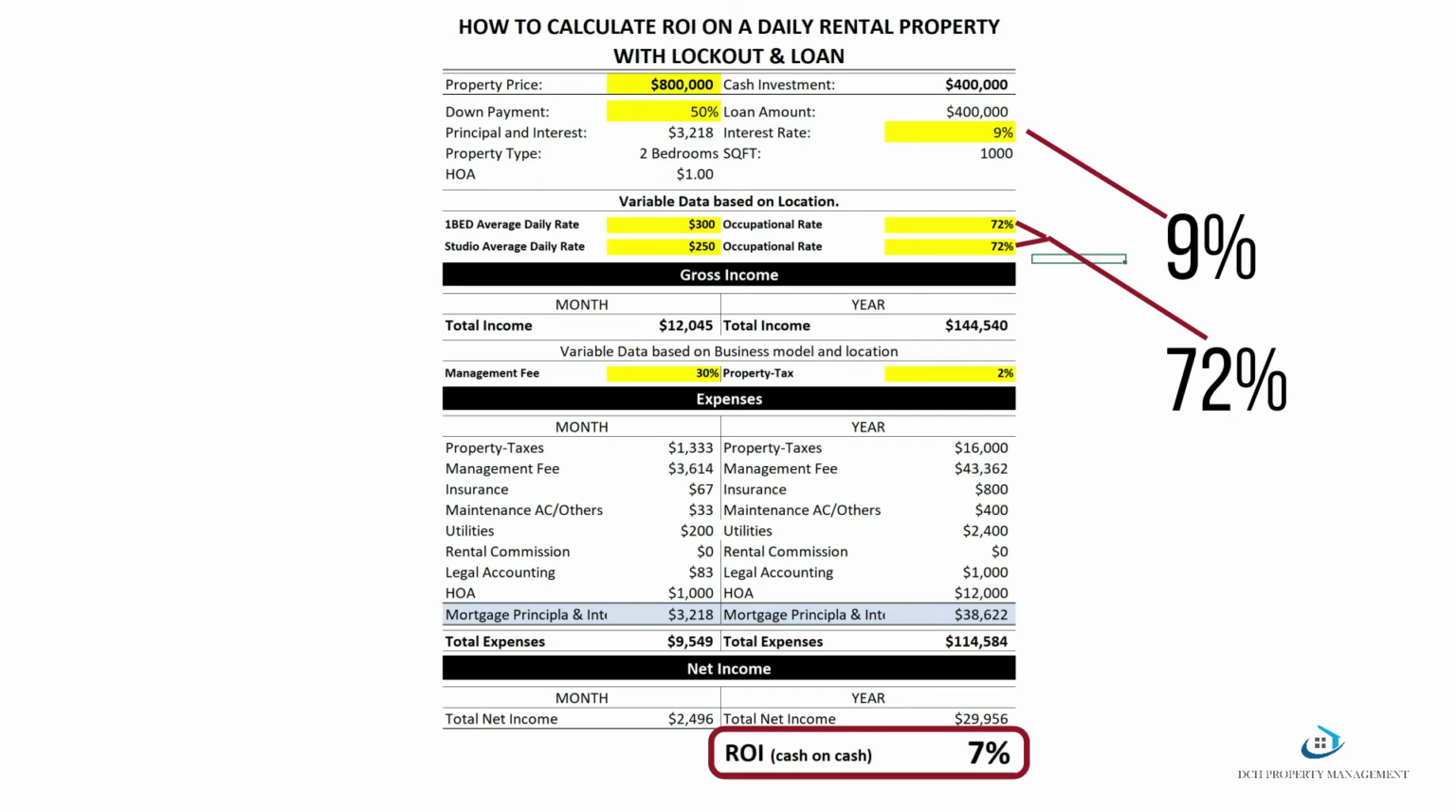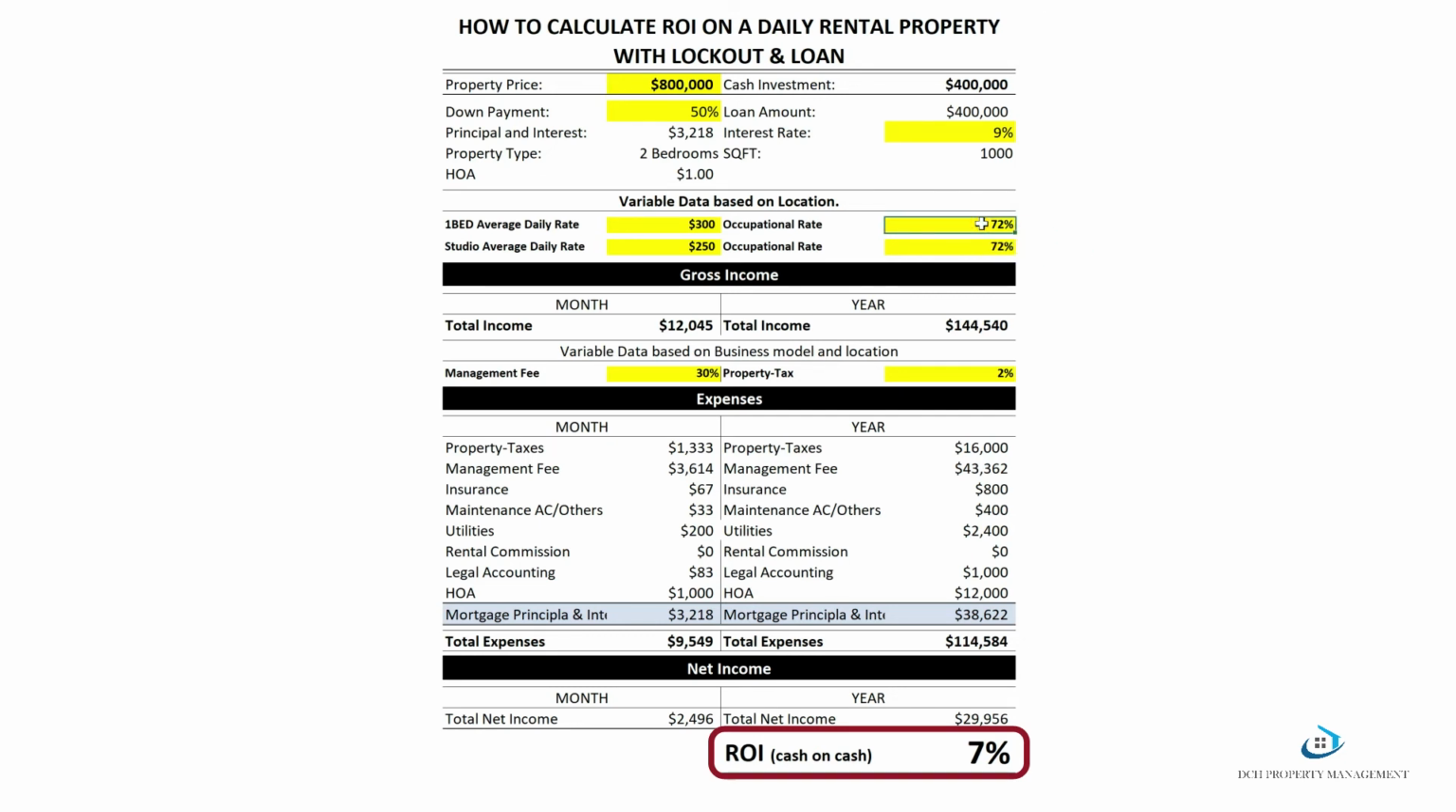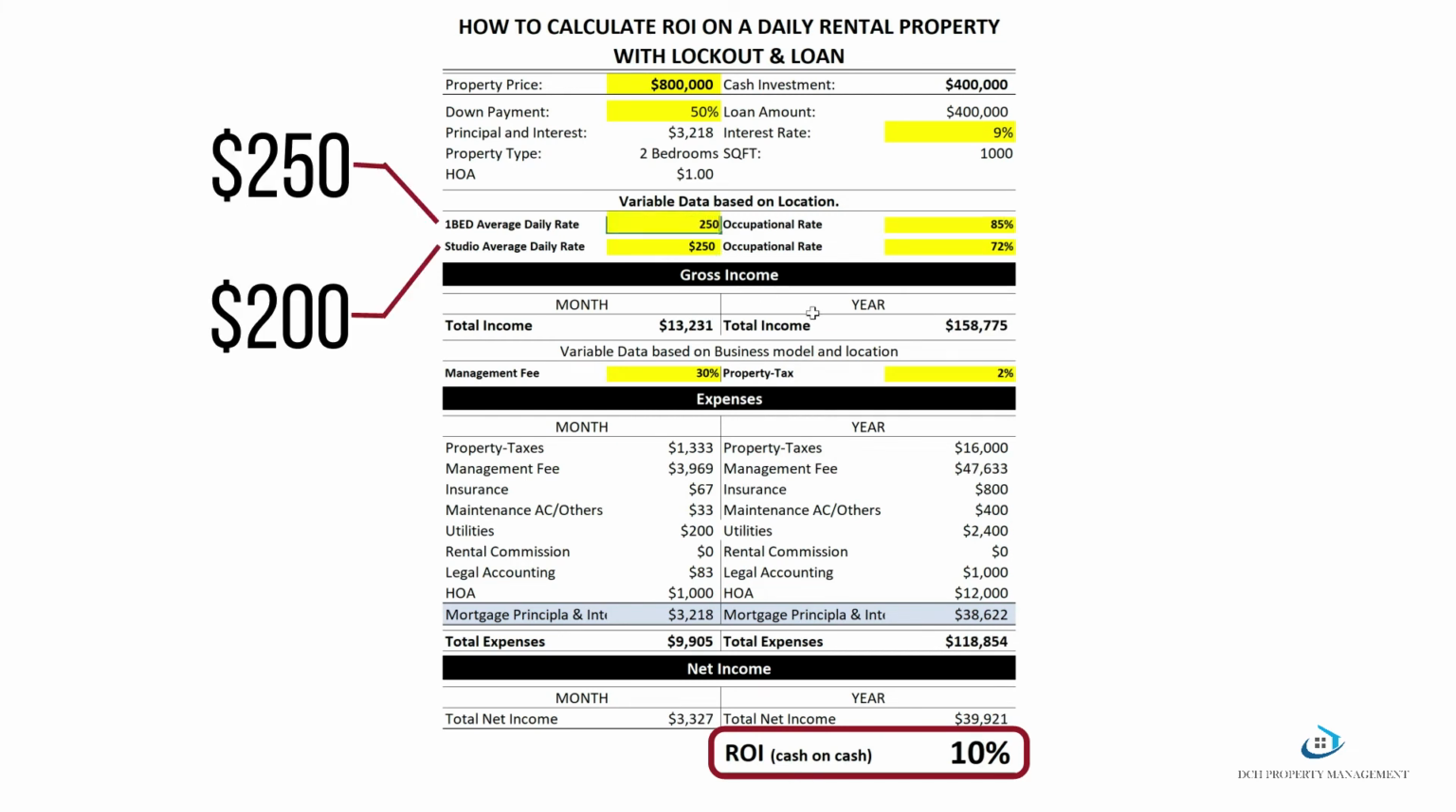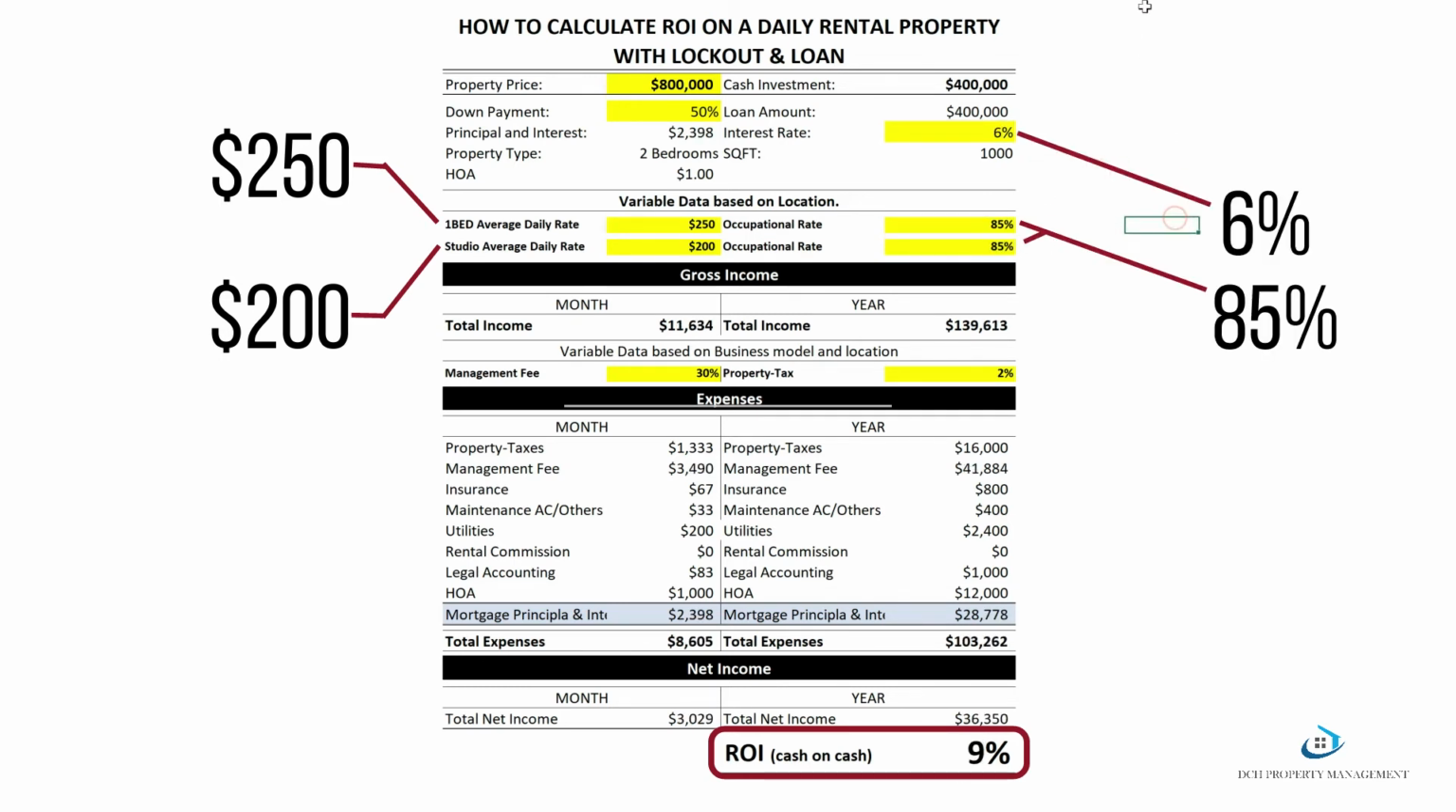Now, let's go back to the initial scenario to view the same scenarios changing the average daily rate. Again, remember this value is calculated depending on location and demand. We will have future videos talking about daily rates only. Let's now change the 1-bedroom from $300 to $250 and the studio from $250 to $200, and review the behavior. We keep a 6% interest rate and an occupancy rate of 85%. We see how the ROI goes to 9%.